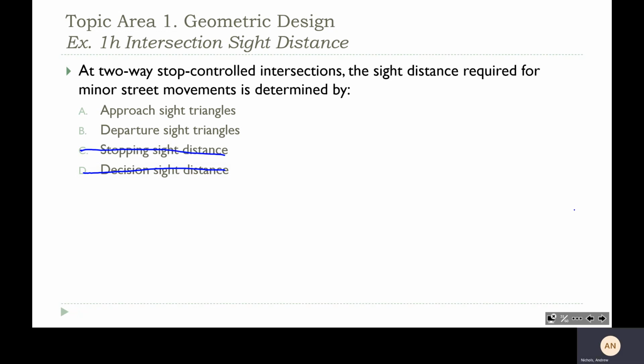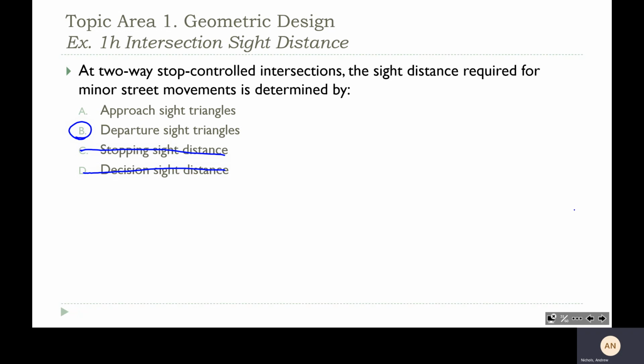So we're down to sight triangles. So approach sight triangle versus departure sight triangle. What do you think is the difference between the two? It'd be departure, because we're trying to depart the intersection. So the approach sight triangle is, trying to think of the scenario. It's very rarely used, but it's more so if you're approaching an intersection and it has some curvature, you need to be able to see what's happening.